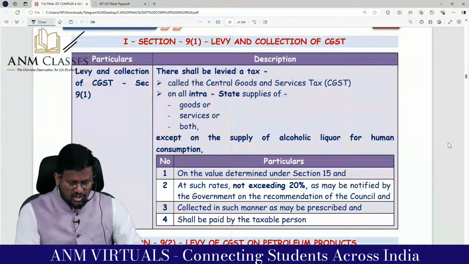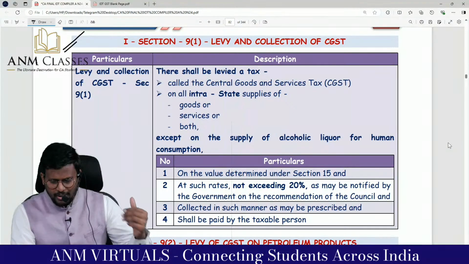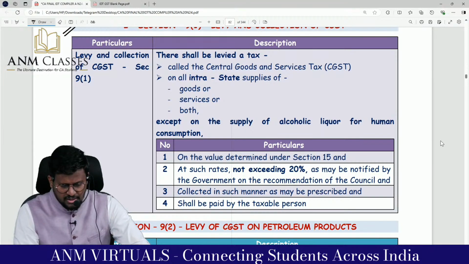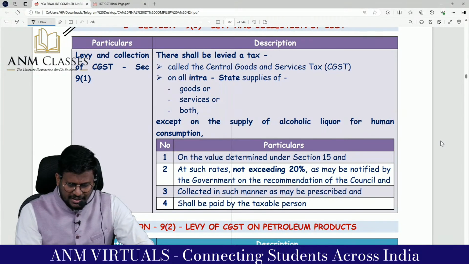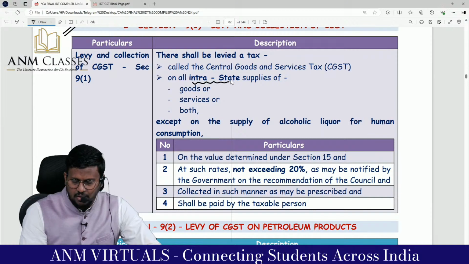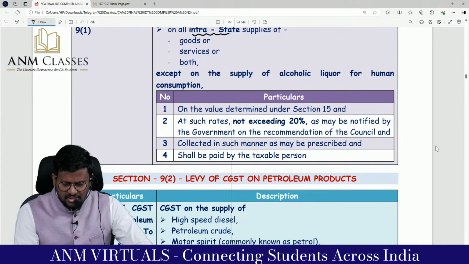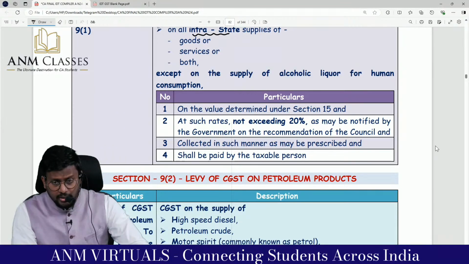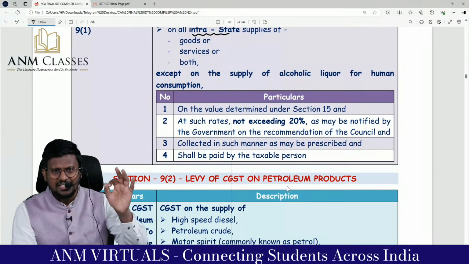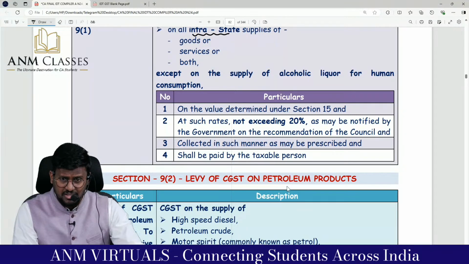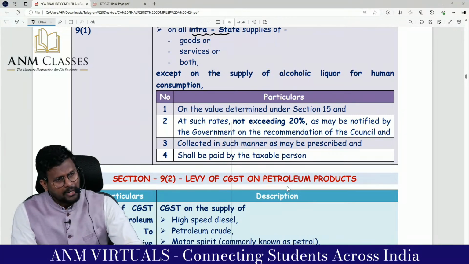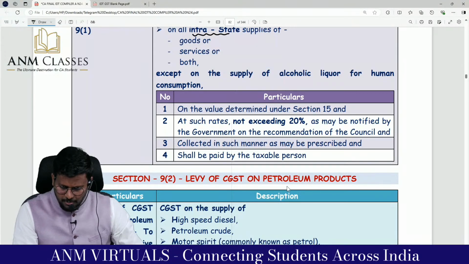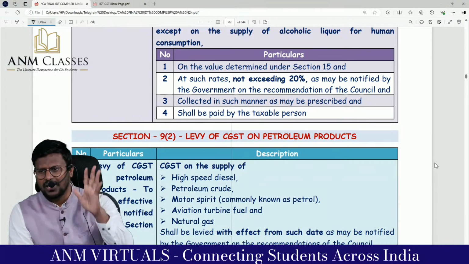Shall we recall section 9 subsection 1? There shall be levied a tax called Central Goods and Services Tax on all intra-state supply of goods or services or both, except on the supply of alcoholic liquor for human consumption, on the value determined under section 15 and at such rate not exceeding 20% as may be notified by the government on the recommendation of the council, and collected in such manner as may be prescribed, shall be paid by the taxable person.